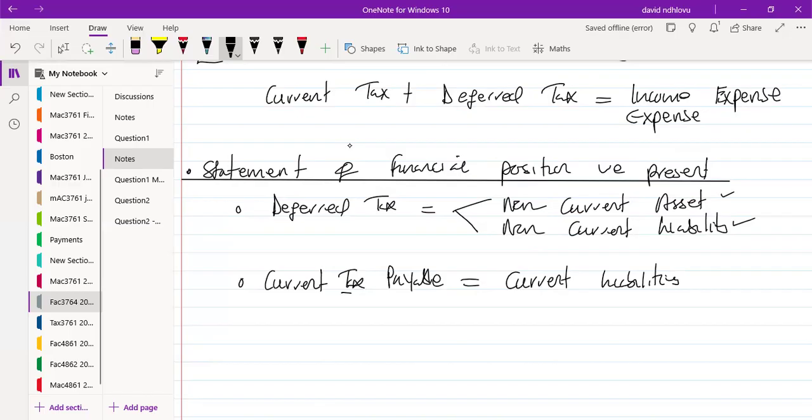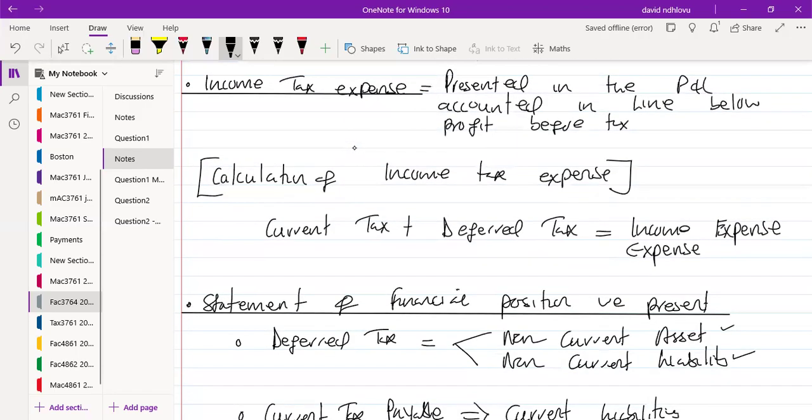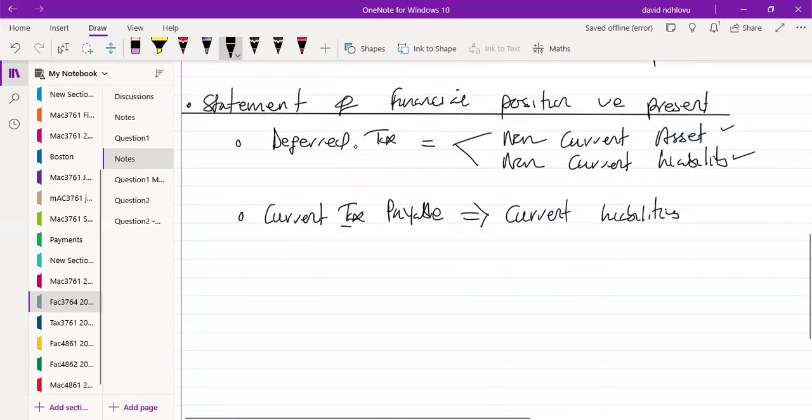Then we have the current tax payable, which is the current tax for the year. Normally at the end of the year you will calculate that, but it is usually payable in the following year. So at the end of the year, it will appear as a current liability because it is normally payable within a year from the end of a particular year. These are the areas in terms of presentation on the face of the statement of profit and loss and statement of financial position.